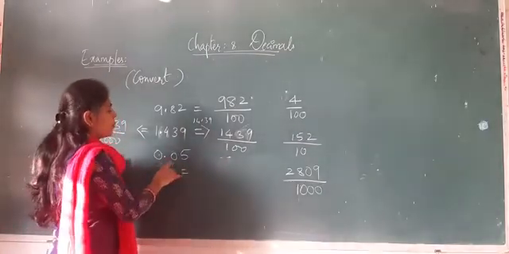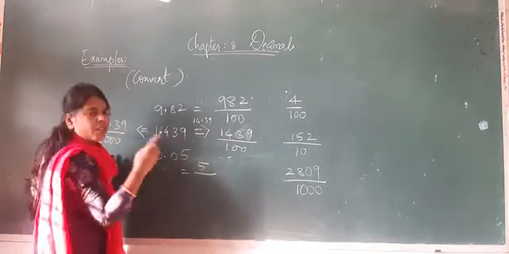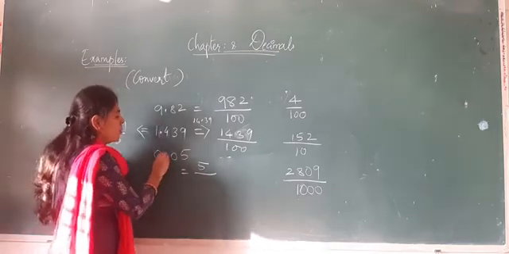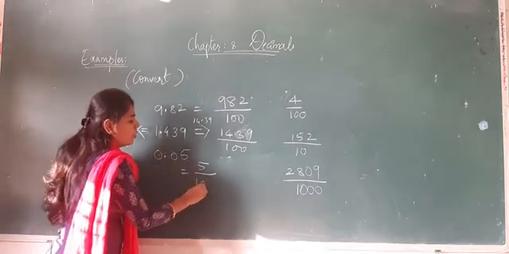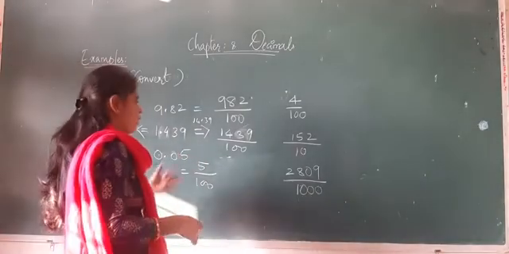Now it is given 0.05. So write only 5 here. Okay. Because we have only one digit, which is 5. Others are 0. Keep only 5 there. So after decimal, how many digits? 2 digits. So put 100 there. Okay. Like that, based on that you have to make the fractions here.